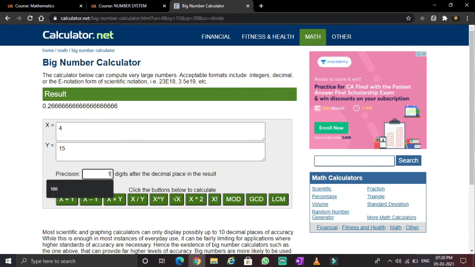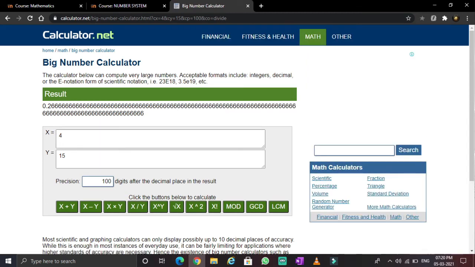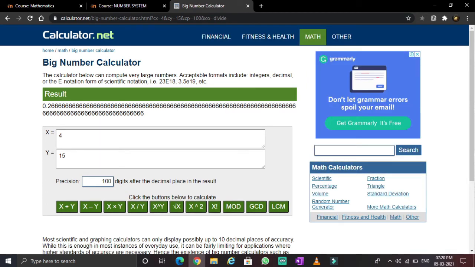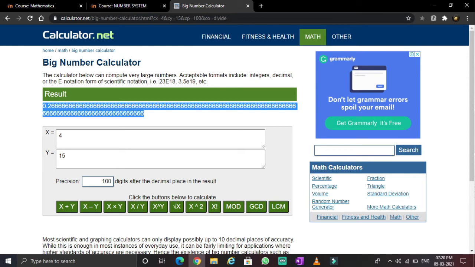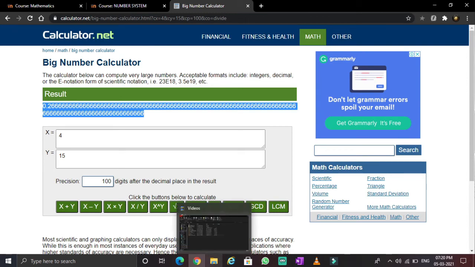If I make it 100 and redo it, it will give me an answer till 100 places. See, 6 is still recurring, it will keep on recurring. So how to write such an answer in mathematics? There is a way out.